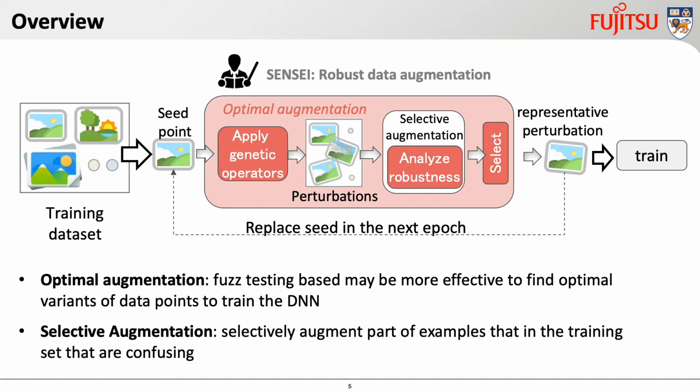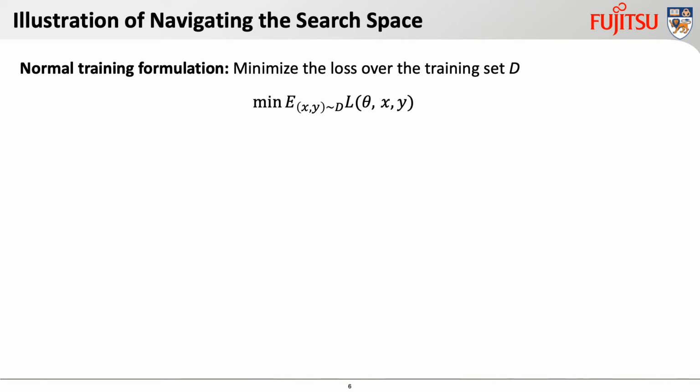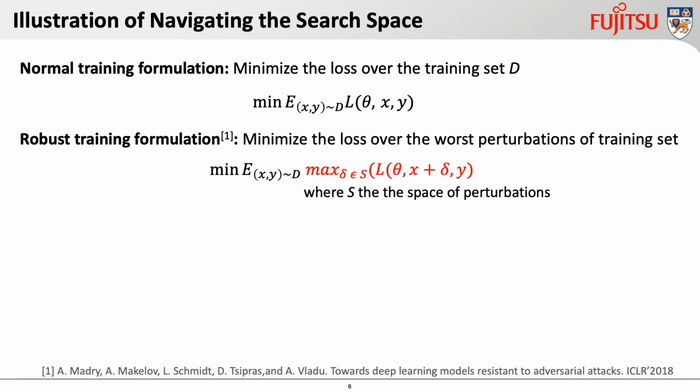The second component is selective augmentation. Our insight is that not all data points in the training dataset are difficult to learn. We may selectively augment part of the examples in the training set that may confuse the model. Now let me give more details of the two components. In the normal training formulation, the training goal is to minimize the loss over the whole training set. To generate a robust model, instead of minimizing the loss over the original dataset, the new formulation assumes we first perturb the training set and minimize the loss over the worst perturbation of the training set.